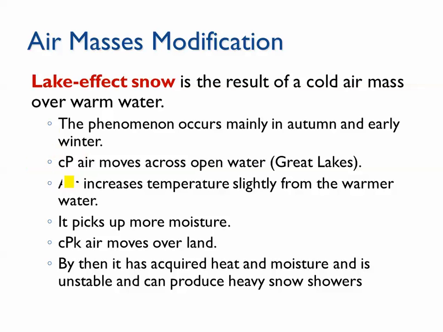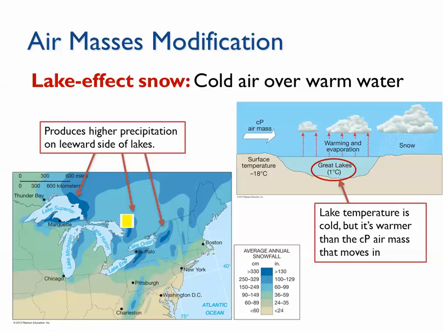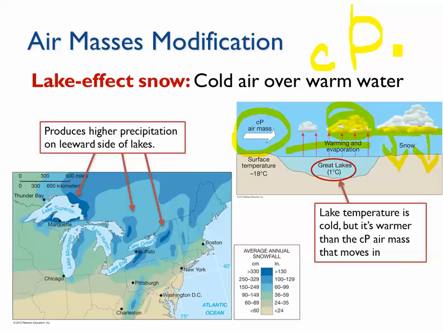So last example, lake effect snow. We have continental polar air mass moving across open water. And let's go to the next slide. So here's our continental polar air mass moving over warm water, causes evaporation. Now this air is warmer, it's really moist, and by the time it hits this side of the lake, it's going to dump a lot of heavy snow. So this is a great example of a CP air mass moving over the lakes, becoming a CPK air mass. And it's gathered up a lot more heat energy and more moisture, and now when it moves over the land, it's going to produce snow.